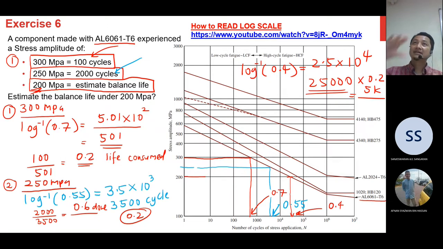So if you have multiple stresses on the same component, it will behave somewhat like this. This is how you estimate the life balance. Kita anggap dia full 100% lah. One.